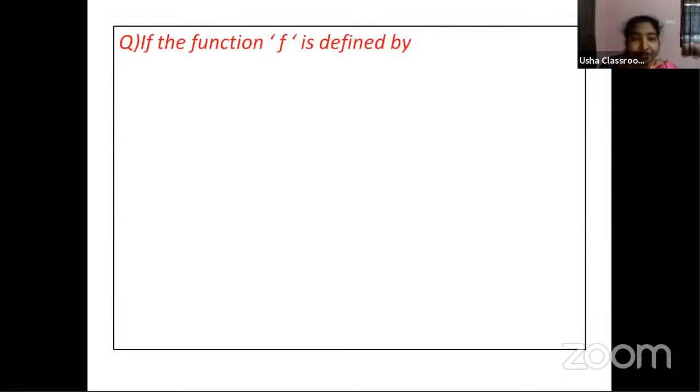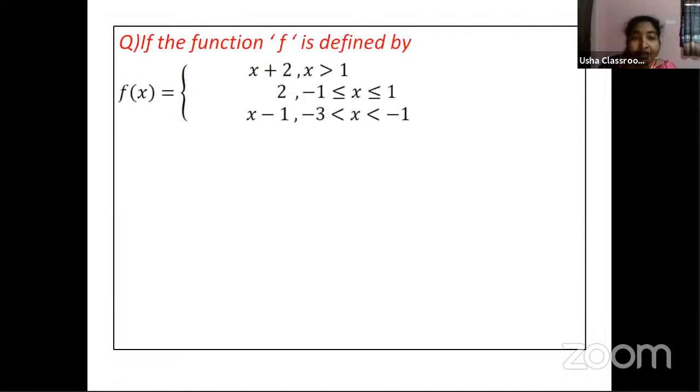If the function f is defined by f of x is equal to x plus 2 for all x greater than 1. Now see the condition what you have, children. This is an important one. See, you have three conditions. For different conditions, the function is taking different values.